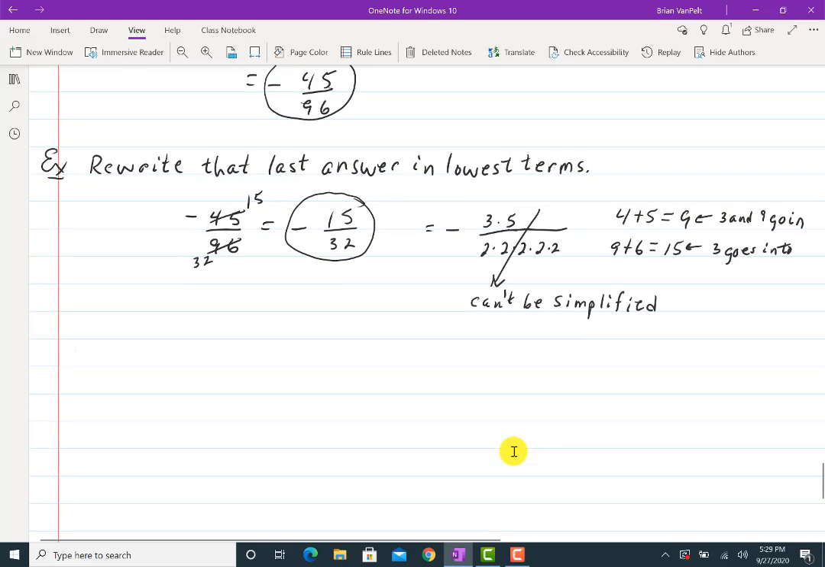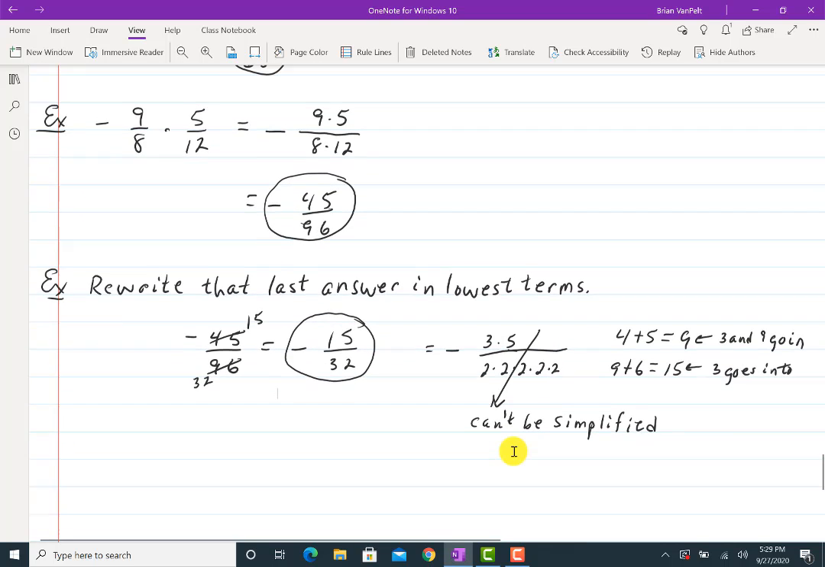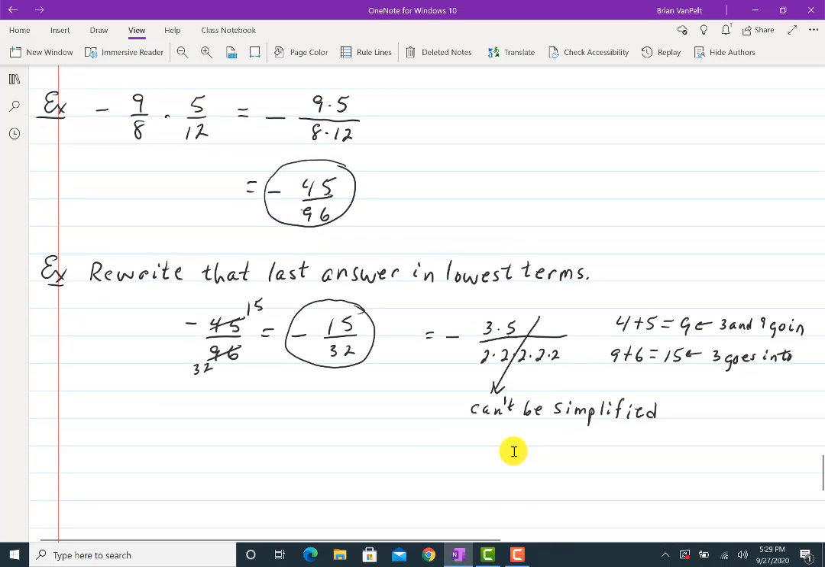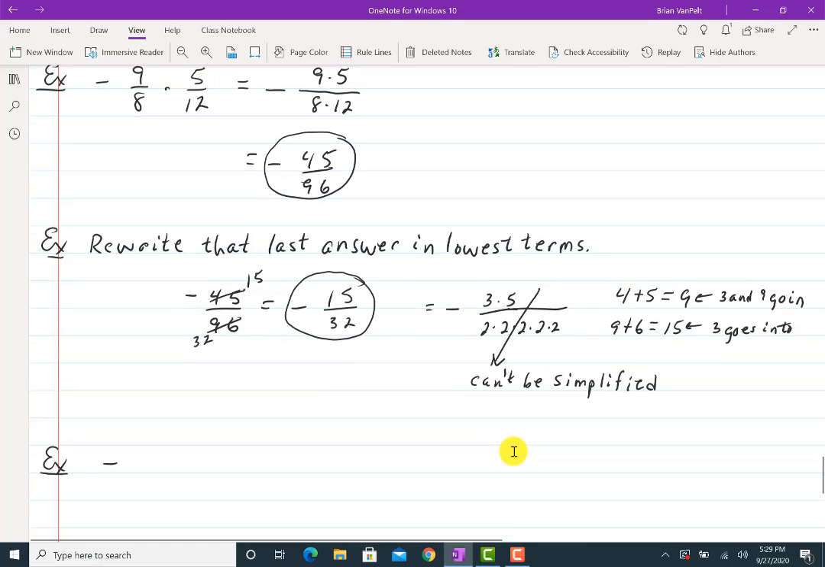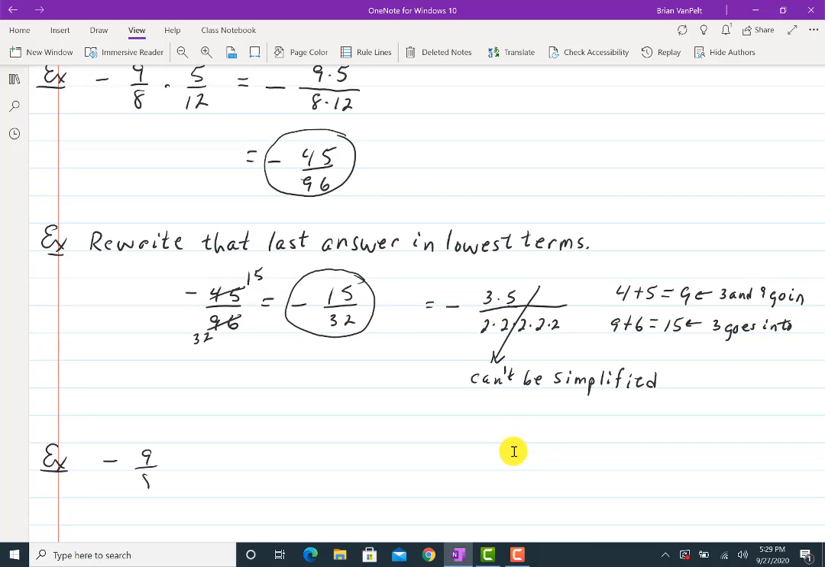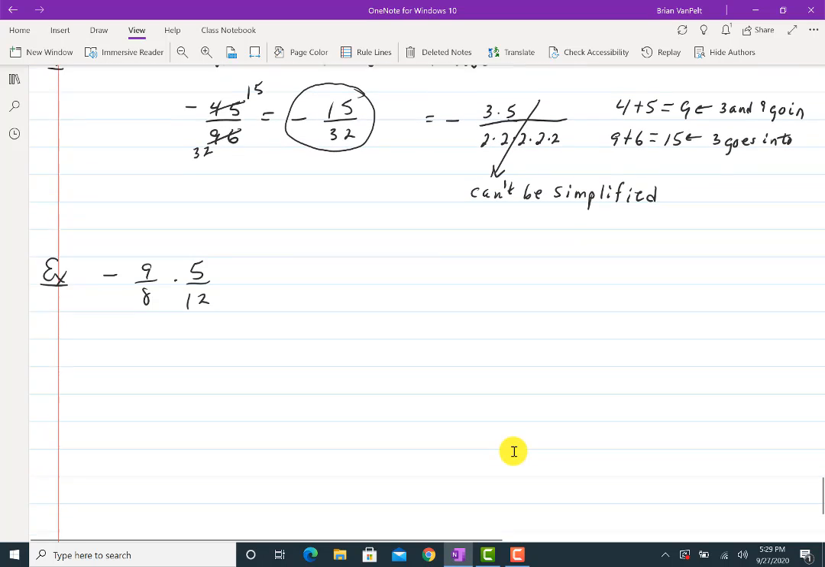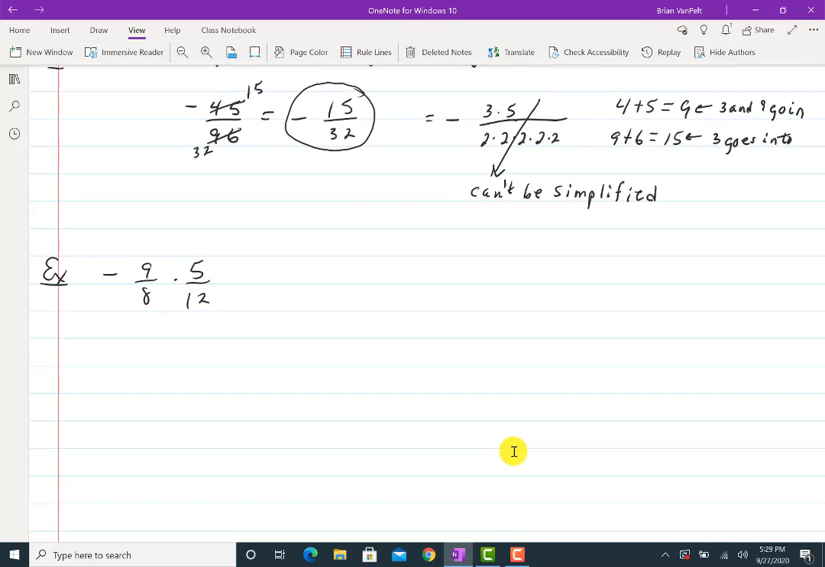Now I'd like to redo, let me go back to this example up here. So I'm going to start with negative 9/8 times 5 over 12. And I want to redo the example and write it in lowest terms. But before I multiply it, look at this. All you have to do is look between the numerators and denominators. If there's anything that you can cancel, take a look.